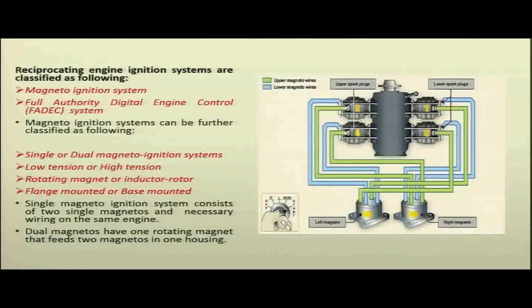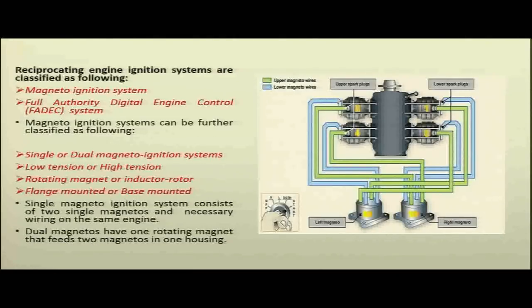Now, the reciprocating engine ignition systems are basically classified as magneto ignition system or a FADEC system. FADEC system is also called the full authority digital engine control system. Here in this lecture, we are going to cover only the magneto ignition system. This is just to tell you that the ignition systems are basically two types, magneto ignition and the FADEC system.